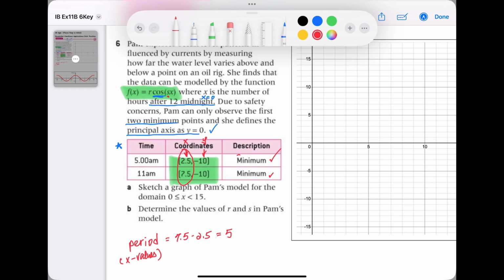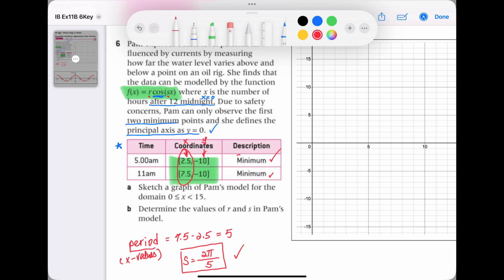Now, they want us to tell the s value. Remember, s controls the period, but is not the period. By the formula, that is equal to 2 pi divided by the period. What do we know about the period? 5. So now we got the s value, 2 pi over 5. Perfect. Moving on.